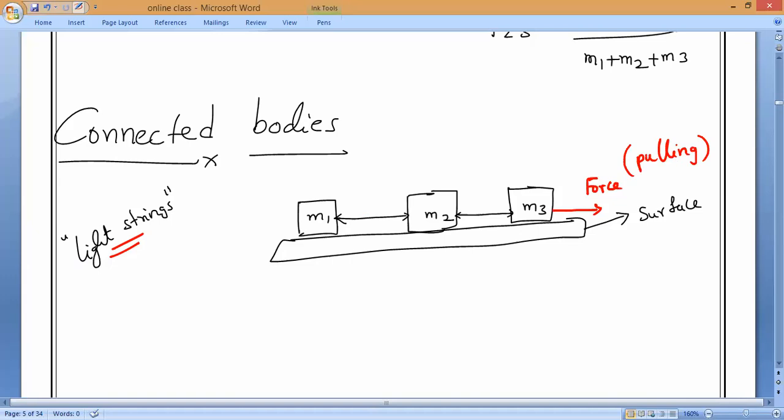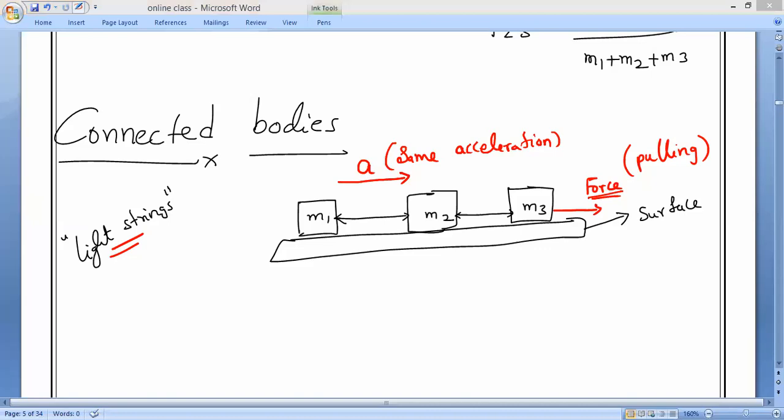Now observe very carefully: when the bodies are connected with light strings and I'm applying force, I am pulling that. Yes or no, guys? All these three bodies will move with the same acceleration. Same acceleration they will move.